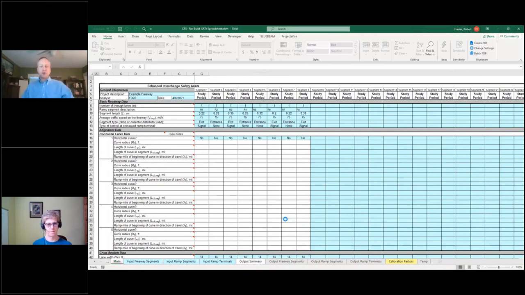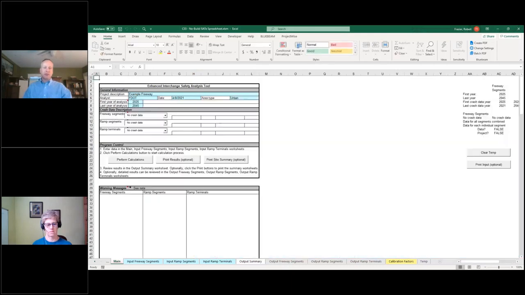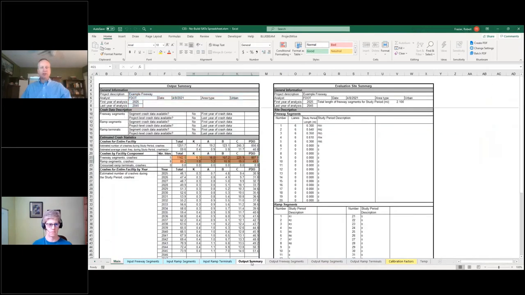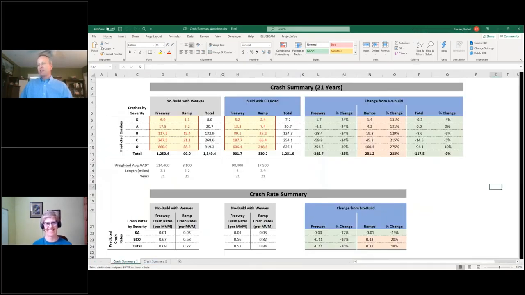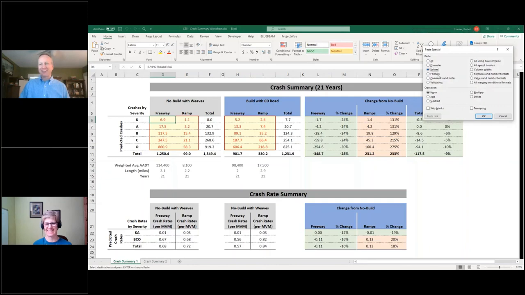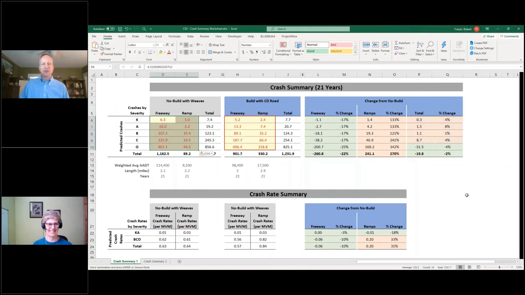So those are the four changes. Change the type B weave on the freeway segments, change the number of lanes on the ramps, go to the main tab, hit perform calculations, go back to your output summary, and we've got another set of 10 numbers here, he says with relief. It worked. And so you're going to take those 10 numbers and put them into your no build. This is the last thing I'm asking you to do. This is it. So we're going to paste values, transpose, and drop them in there.